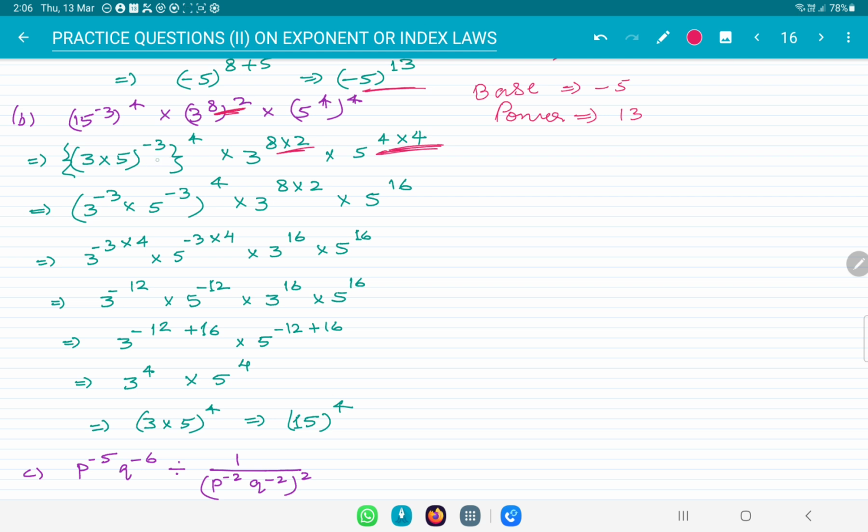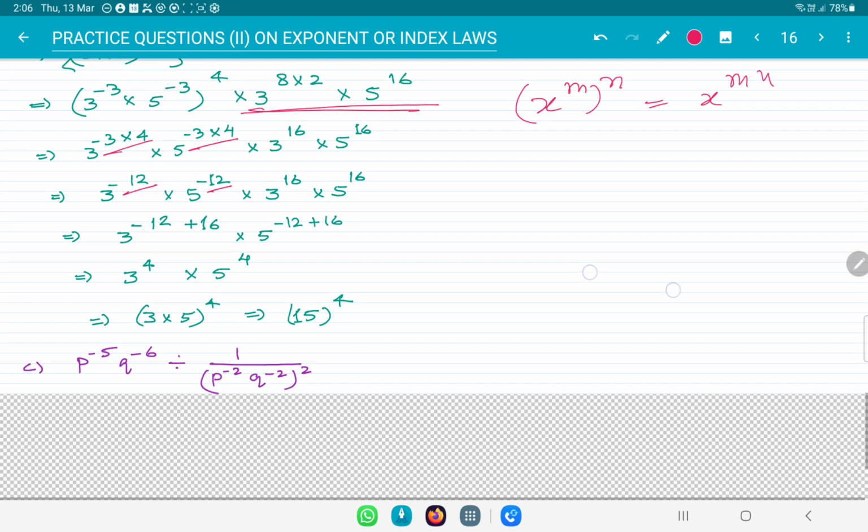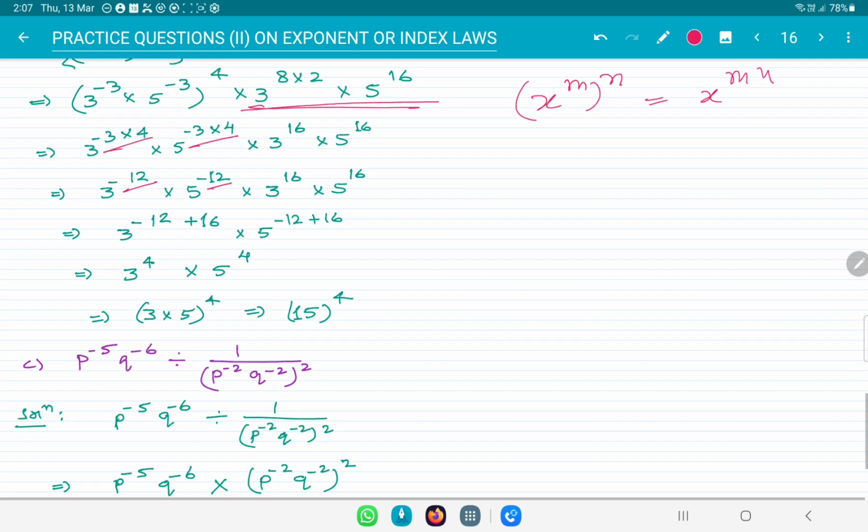Now by using the formula, x raised to the power m whole raised to the power n is x raised to the power mn. So 3 raised to the power minus 3 into 4, 5 raised to the power minus 3 into 4. So this will become minus 12 and this will become minus 12, and these will be as they are. Okay. So 3 raised to the power 16 into 5 raised to the power 16.